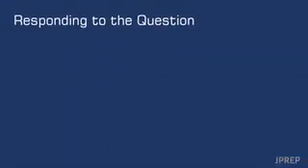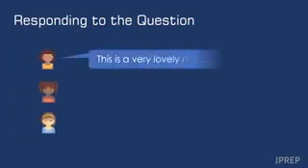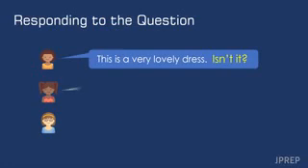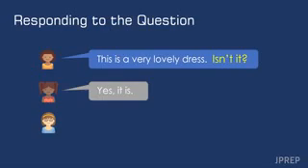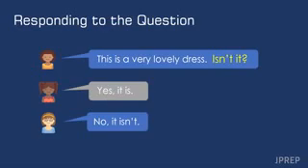Question tags are meant to obtain confirmations. Therefore, when someone uses a question tag, a response is expected. Let's follow this conversation between three friends. The first person says, "This is a lovely dress." The other two do not respond. However, the first person goes on to ask for confirmation by saying, "Isn't it?" Then the second girl responds in the affirmative, "Yes, it is." However, the third girl responds in a negative by saying, "No, it isn't." You can see here that anytime a question tag is used, one can expect either a positive or a negative response from another person.